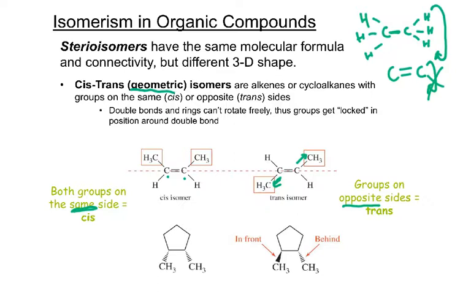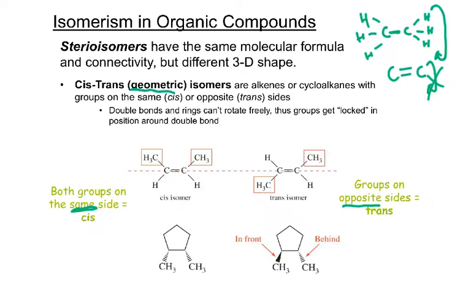If that was a single bond, then those methyl groups could rotate, and so the same molecule could sometimes have it sticking up and sometimes sticking down. But when there's a double bond there, it gets locked in place. And so those are two actually different isomers of the same molecule.